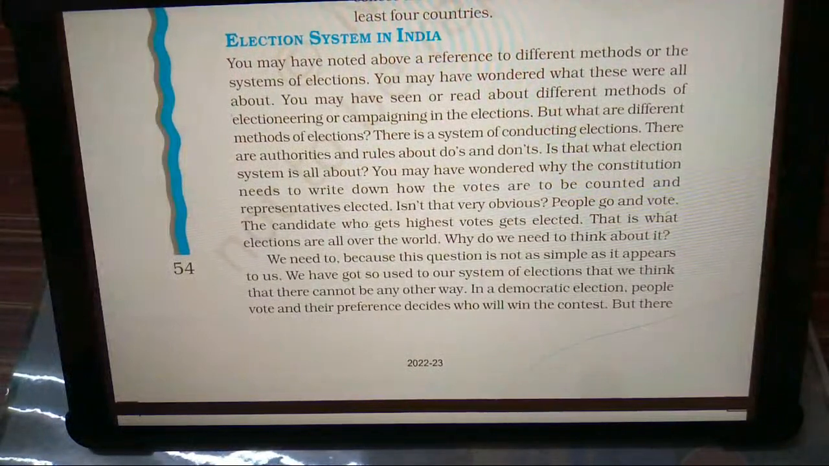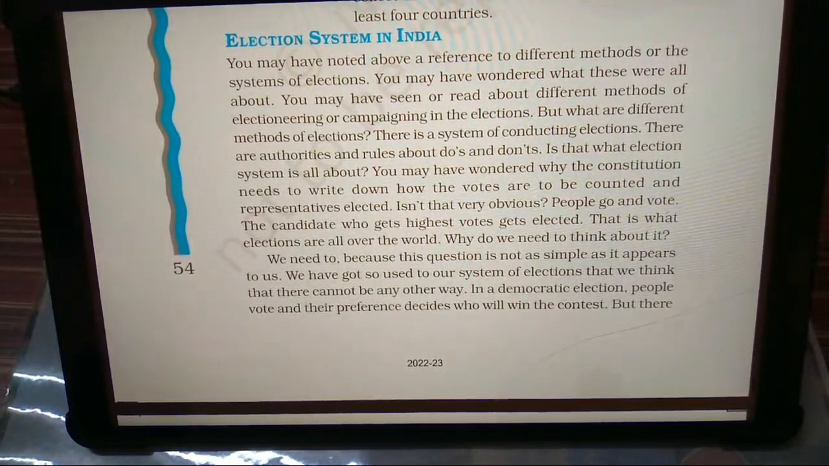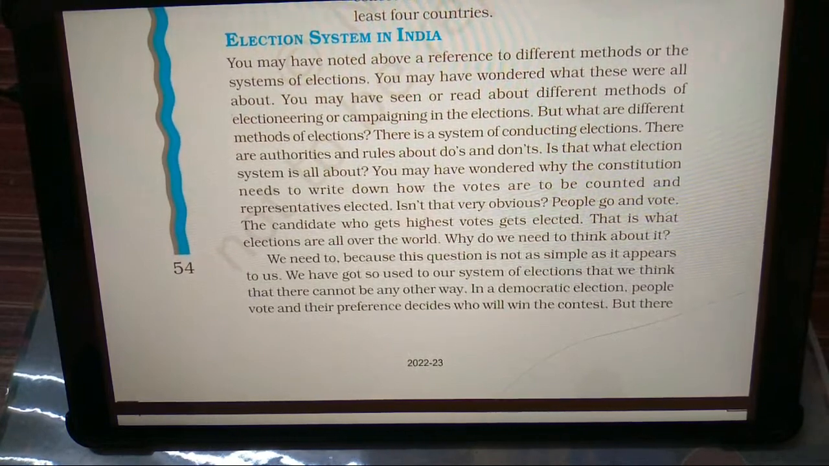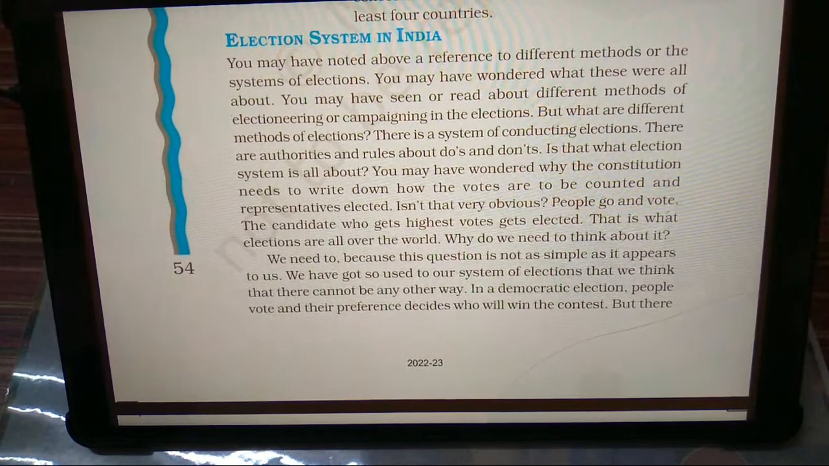You may have wondered why the constitution needs to write down how the votes are to be counted and representatives elected. Isn't that very obvious? People go and vote. The candidate who gets the highest votes gets elected. That is what elections are all over the world. Why do we need to think about it? We need to because this question is not as simple as it appears to us. We have got so used to our system of elections that we think that there cannot be any other way.